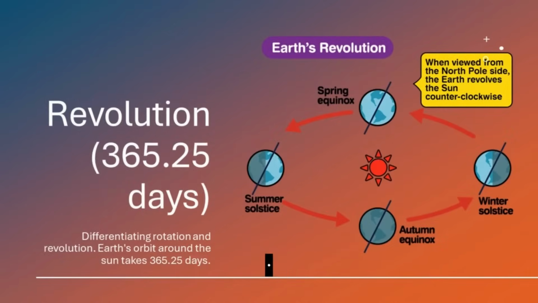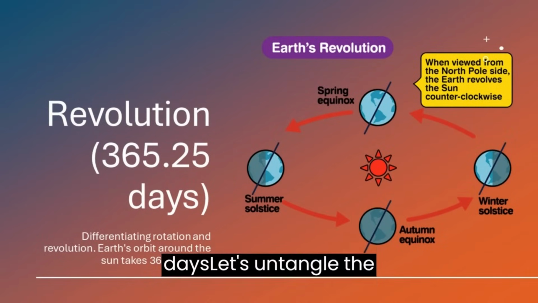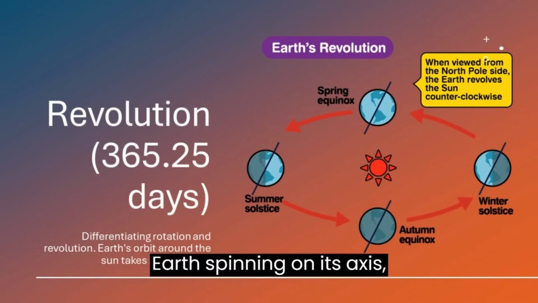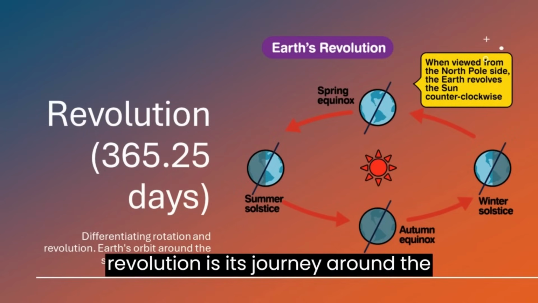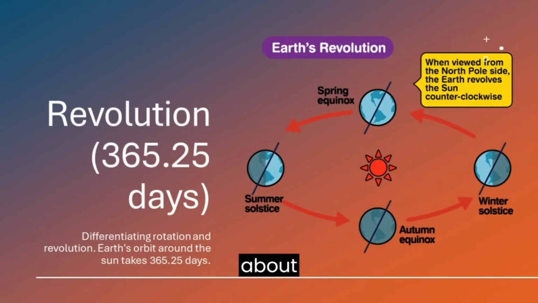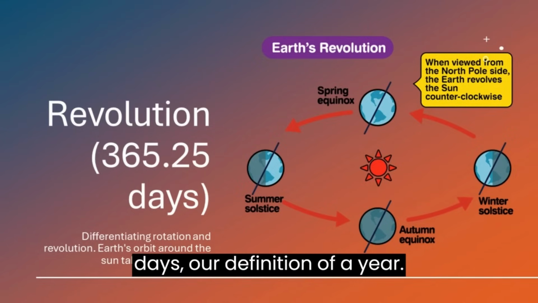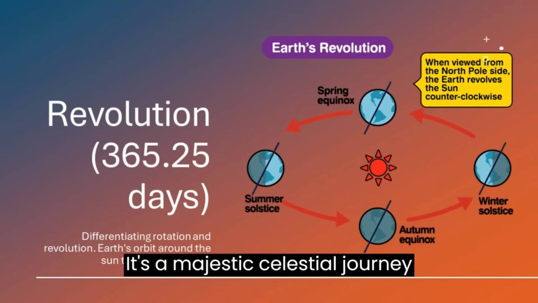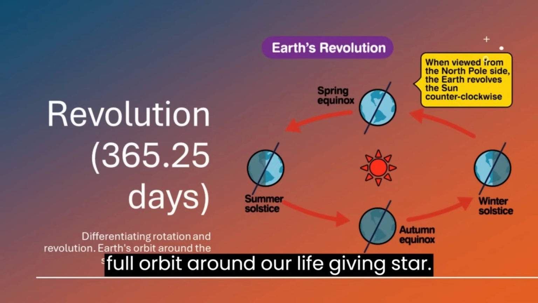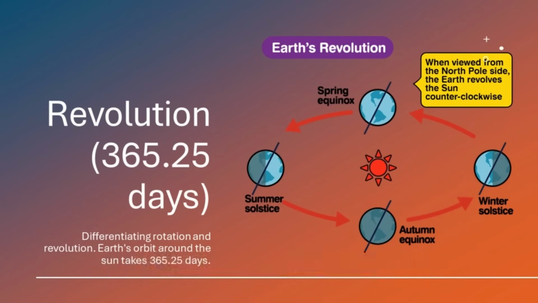Revolution, 365.25 days. Let's untangle the terms, rotation and revolution. While rotation is Earth spinning on its axis, revolution is its journey around the Sun. This grand orbit takes about 365.25 days, our definition of a year. It's a majestic celestial journey, and each year, we complete another full orbit around our life-giving star.